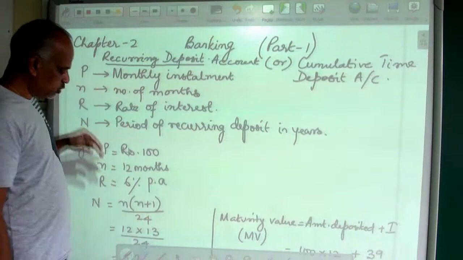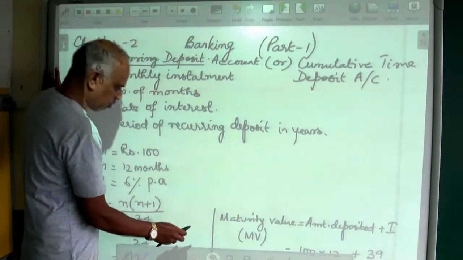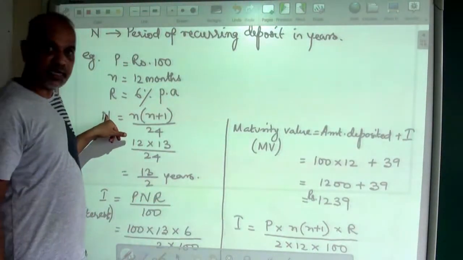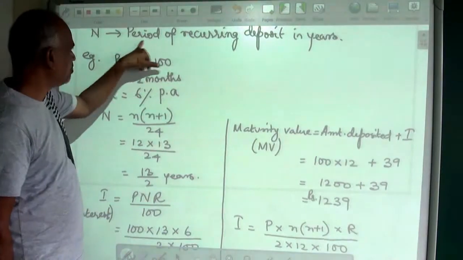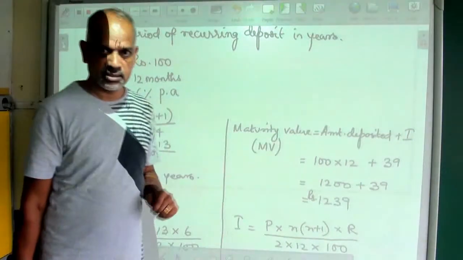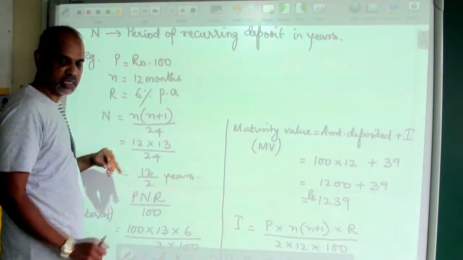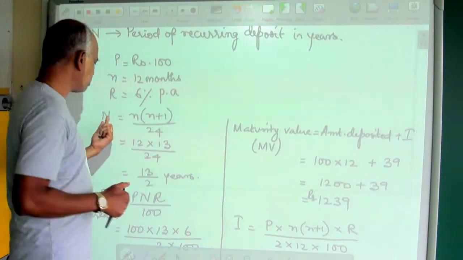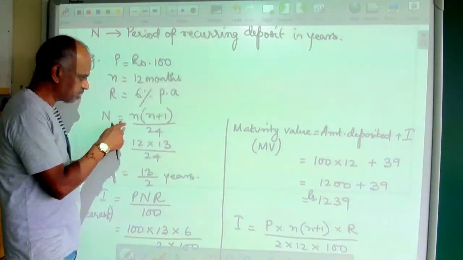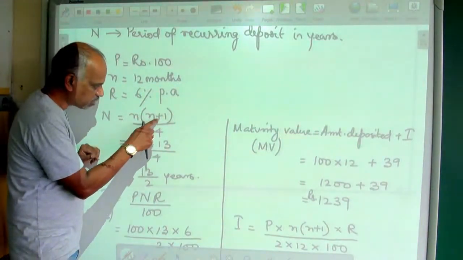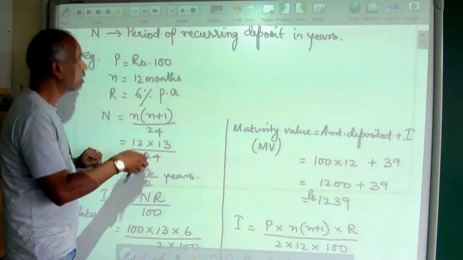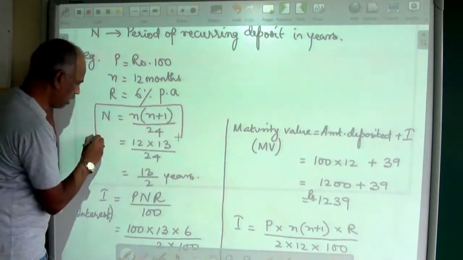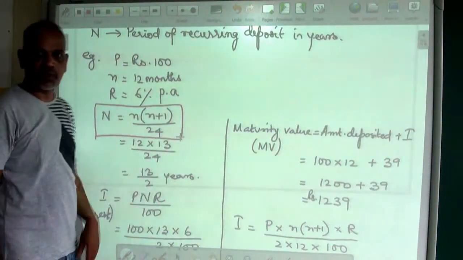Now, after this, your calculation starts. You will have to find capital N value. As I said, capital N is the period of recurring deposit in years. You know small n. Small n is 12 months. But this is not what you are going to use for calculating the interest. Therefore, you have to use capital N. Capital N is given as small n times n plus 1 divided by 24. So that's the first formula that you will come across: n(n+1)/24.